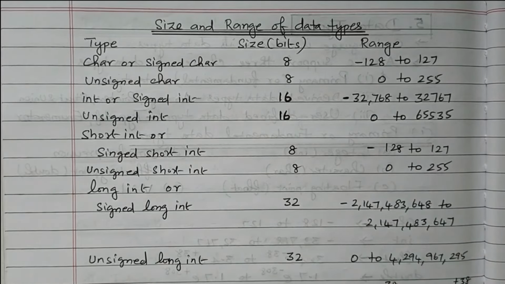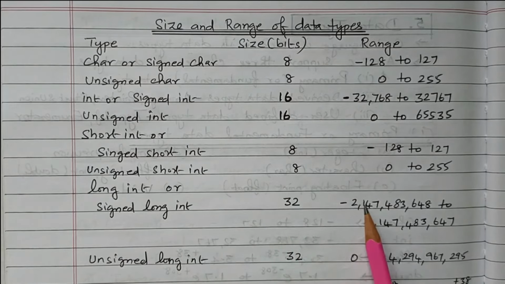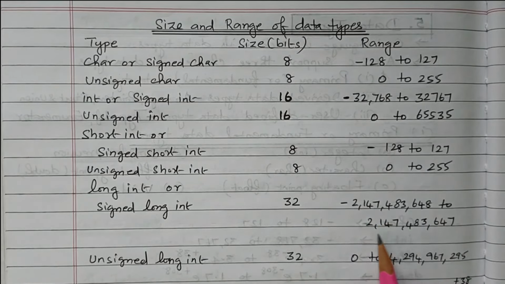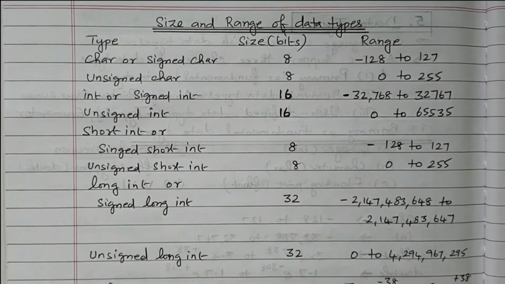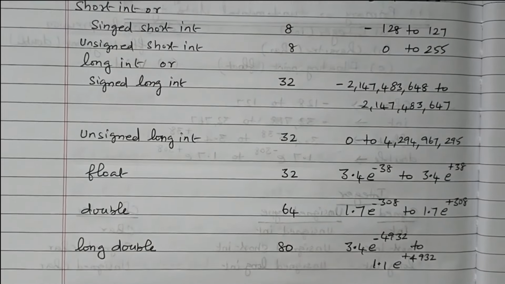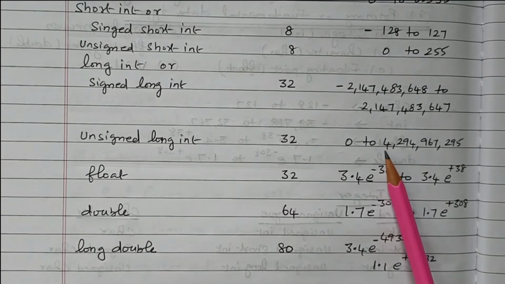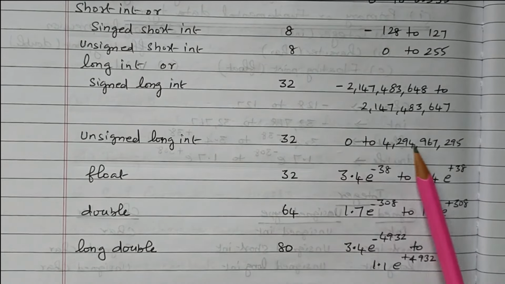Now we'll go to the long integer or signed long integer, that is 32 bits. This one is integer: short means 8, normal integer means 16, long integer means 32, right? This range of data we can store, in lakhs and crores, the range is available. If it is unsigned long integer, the same thing, 32-bit data, so the full range of data, this range we can store, right?